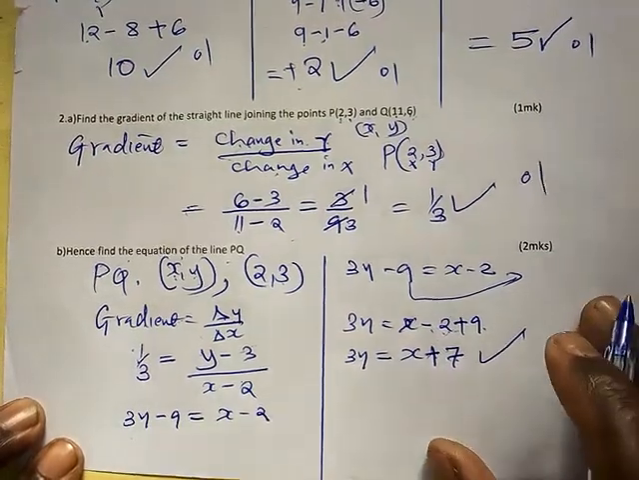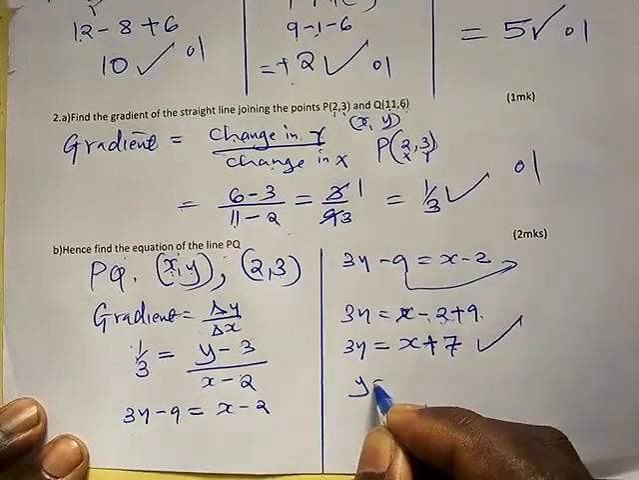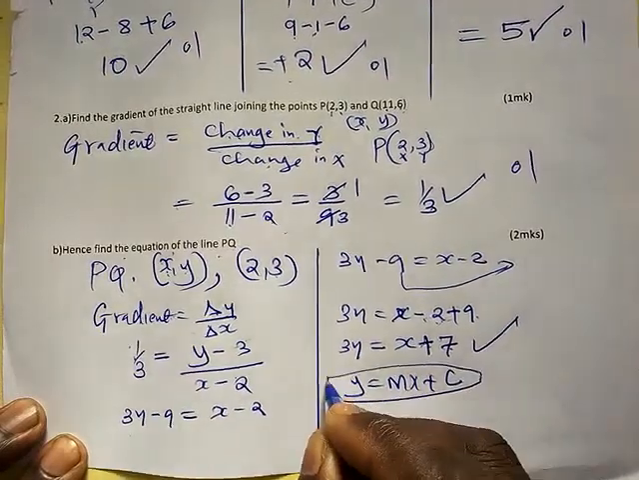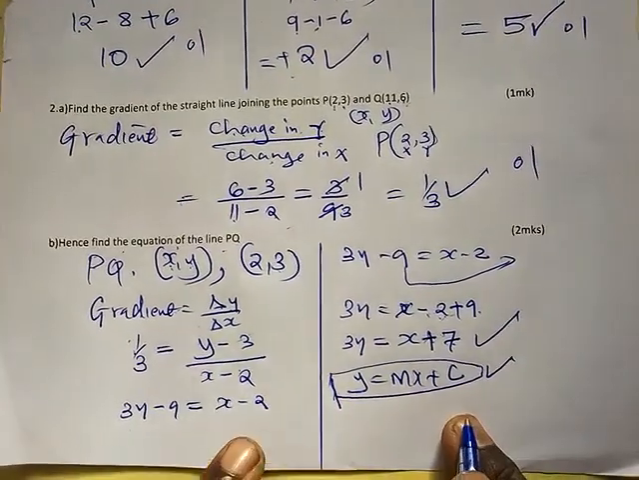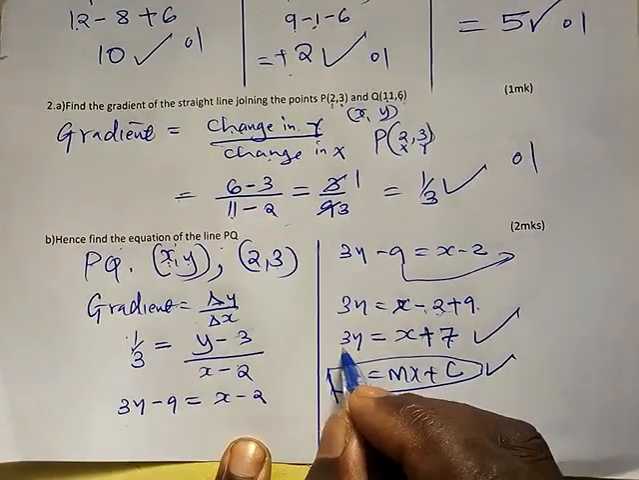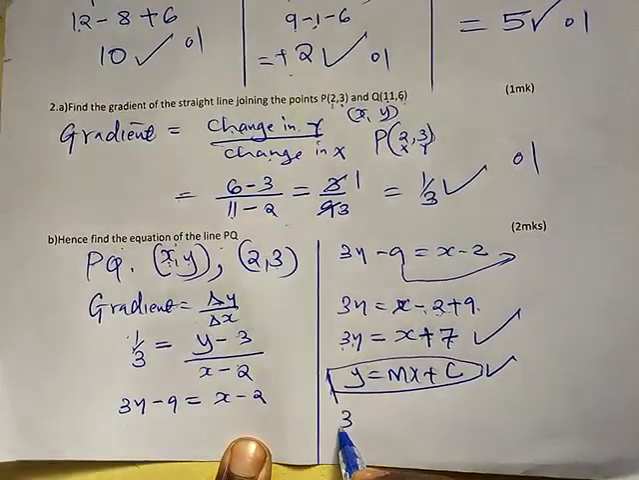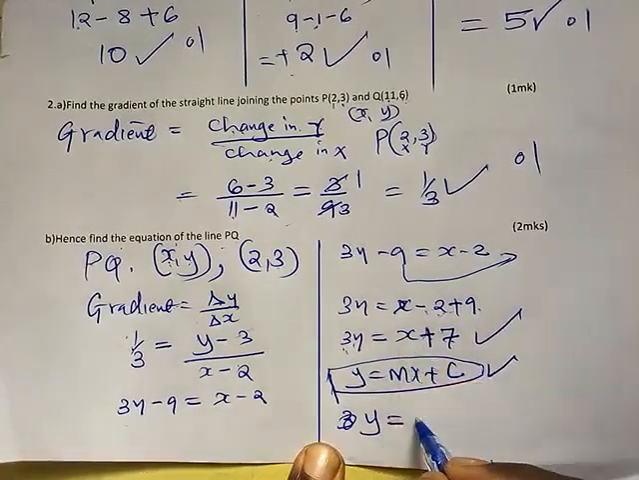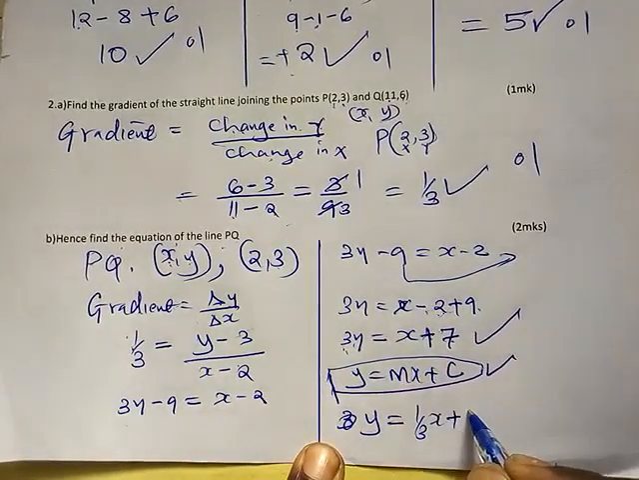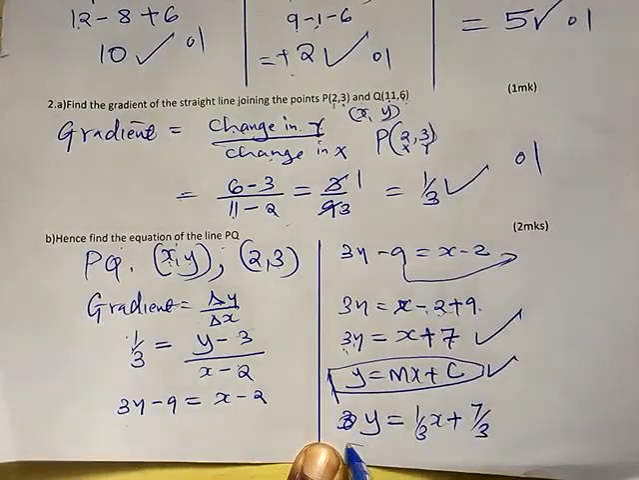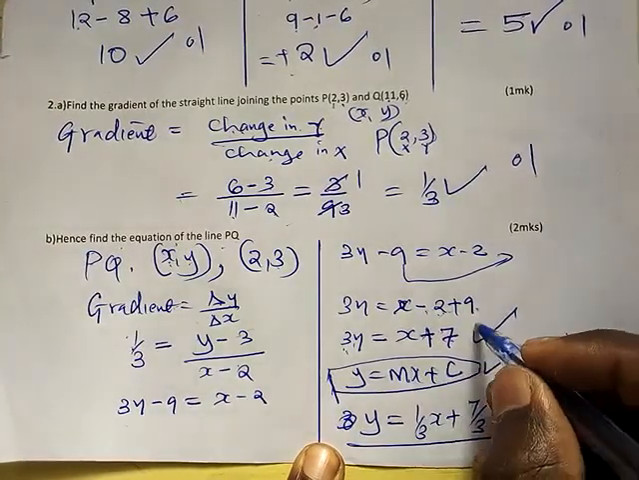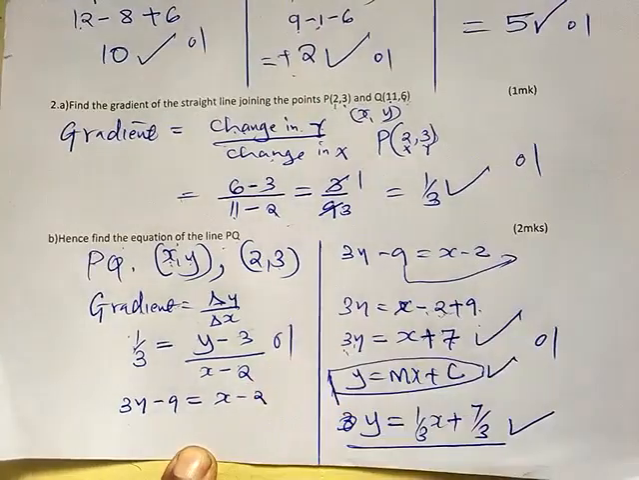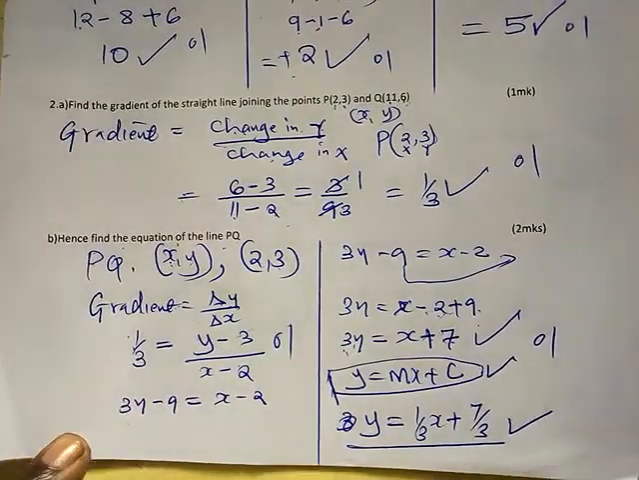But if you are told to give your answer in terms of y equal to mx plus c, you must ensure you divide by 3 on both sides. You will have y equal to 1 over 3 x plus 7 over 3. This is in this form, but at this point you already have your marks.